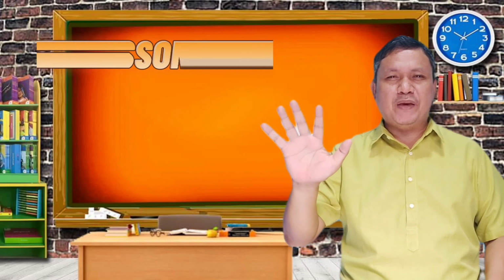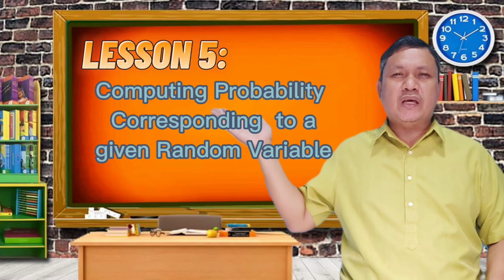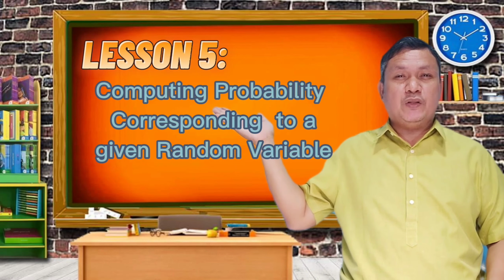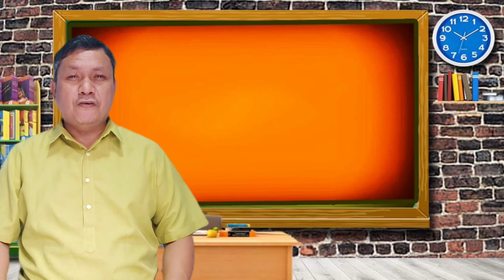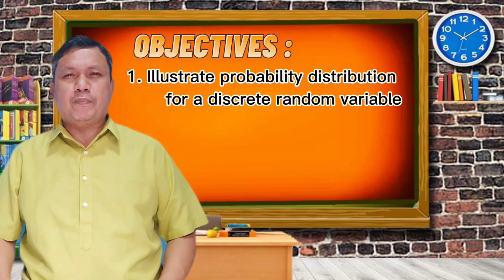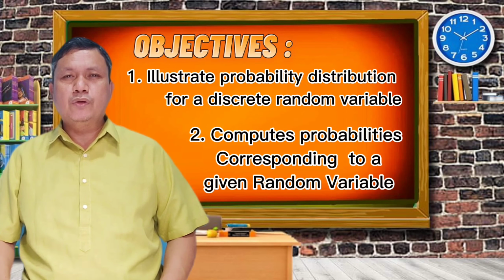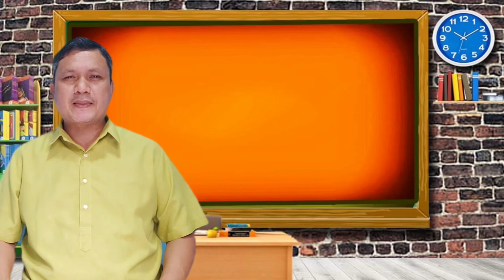We are now in the 5th lesson and at this time we will discuss computing probability corresponding to a given random variable. For today's objectives, number 1, illustrate probability distribution for a discrete random variable. And number 2, compute probabilities corresponding to a given random variable.